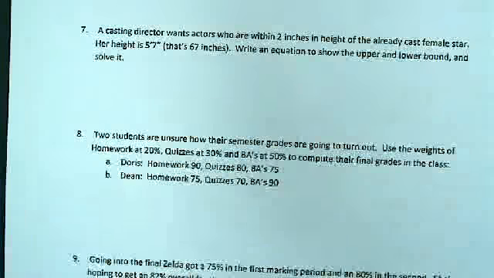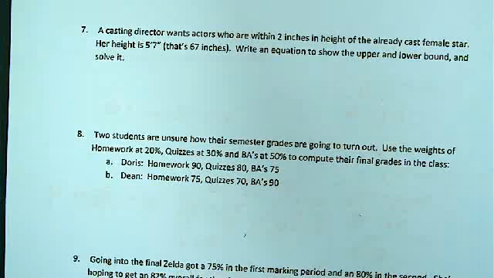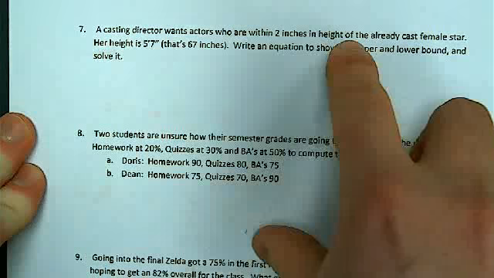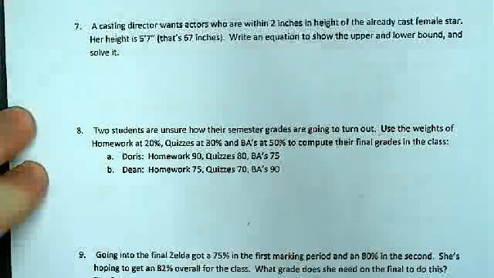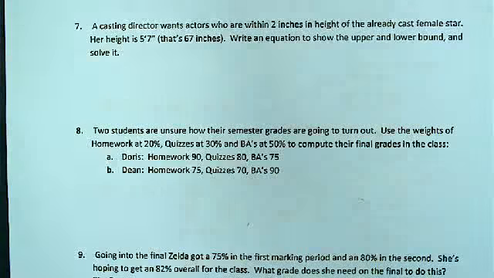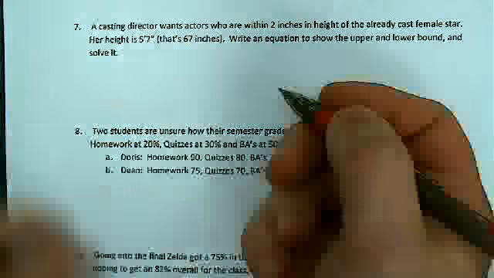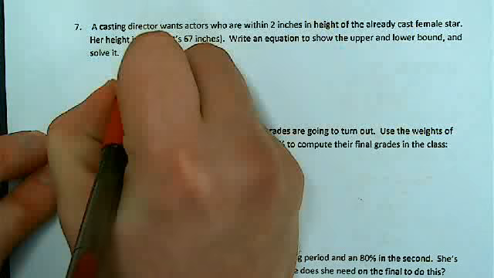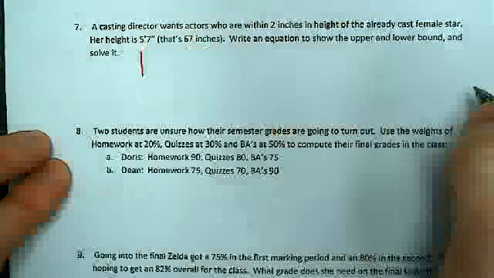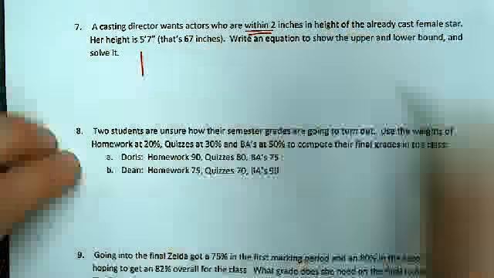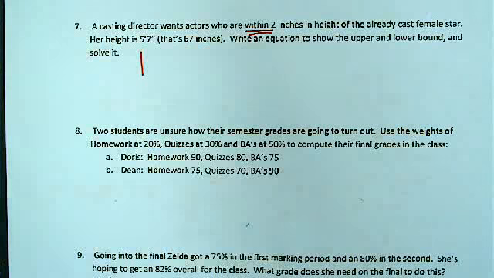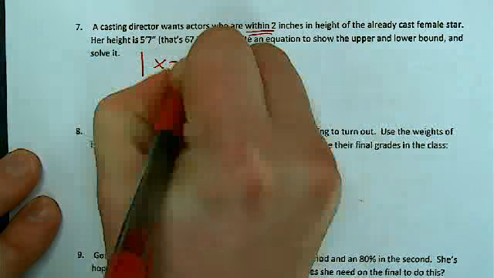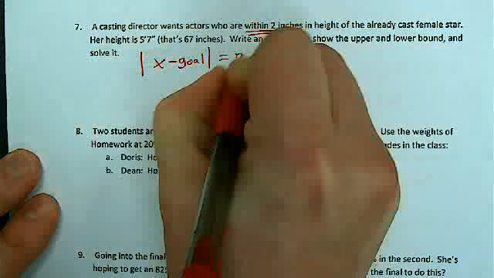Take a look at number 7. A casting director wants actors who are within 2 inches in height of the already cast female star. So already I've got an idea that I'm looking for people in a group within certain bounds. And these numbers have to make sense. So I can say, all right, remember what we talked about for these story problems with the absolute values. We talk about within certain bounds. That's kind of your hint that a problem is an absolute value problem. X minus the goal equals margin of error.